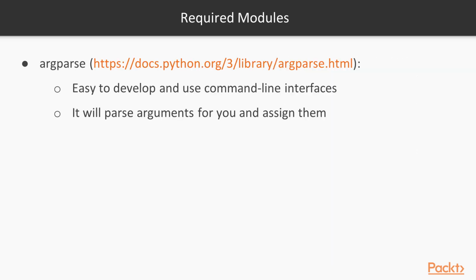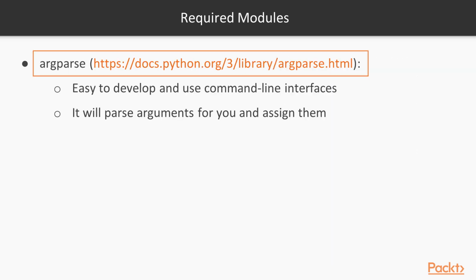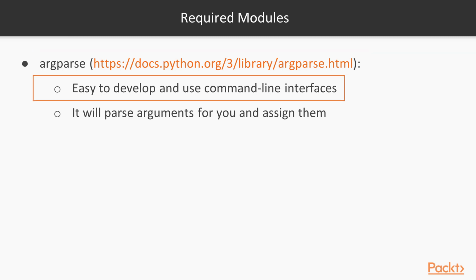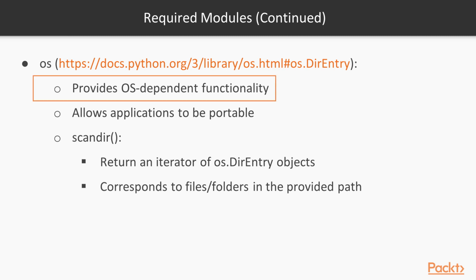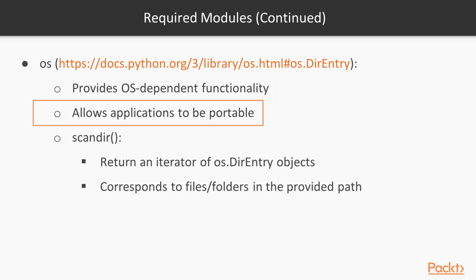The modules that you're going to need in order to complete this lesson are argparse and os. Both of these should be included by default with Python. Argparse is an easy way to develop a command line interface. It parses different arguments that the user may provide. The OS module provides OS-dependent functionality. This way we can make our Python applications portable between Windows, Linux, and other forms of Unix.